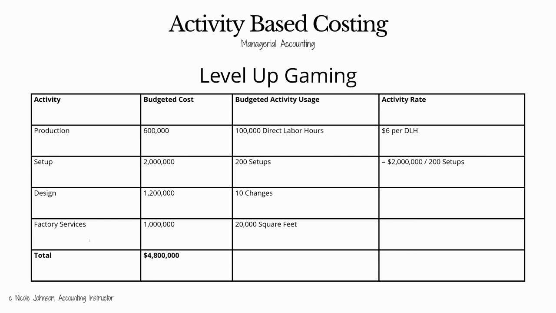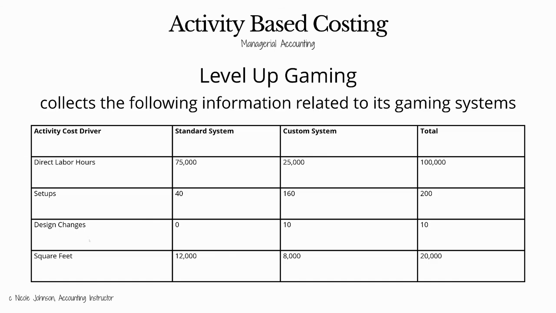For setup, we will take $2 million budgeted cost and divide it by the 200 setups, the budgeted activity usage. This gives us an activity rate of $10,000 per setup. For design, $1,200,000 for the budgeted cost divided by the 10 budgeted activity changes is going to give us an activity rate of $120,000 per change. And for factory services, we will take the $1 million budgeted cost divided by the budgeted activity usage of 20,000 square feet. And we will get $50 per square foot activity rate for the factory services.